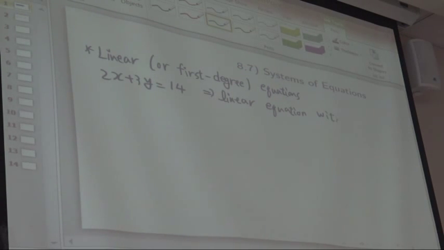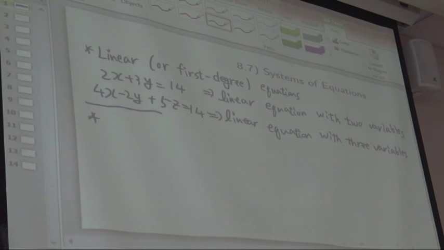We have x and y, so we have two variables. We may have more than two variables, like 4x minus 2y plus 5z is equal to maybe 14. Then this is a linear equation, the same linear equation with three variables. So we have x, y, and z. We have three variables. That's the linear equation.